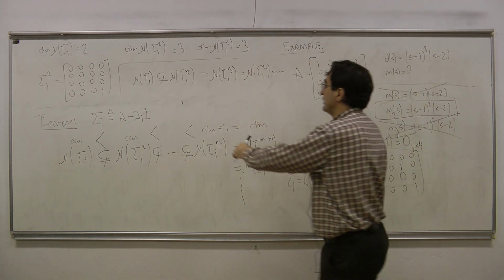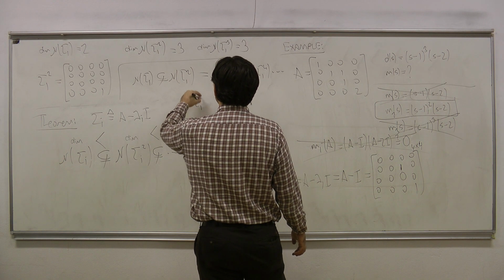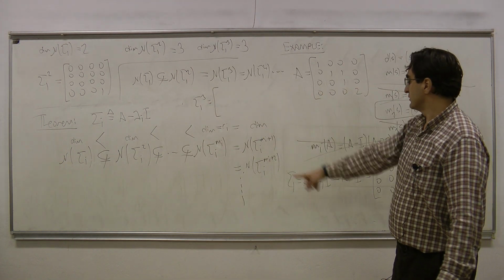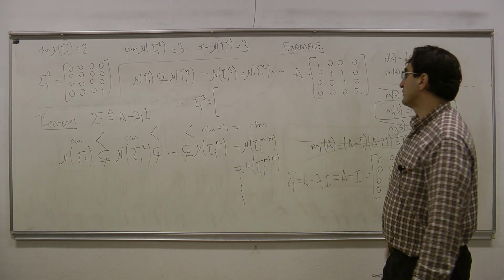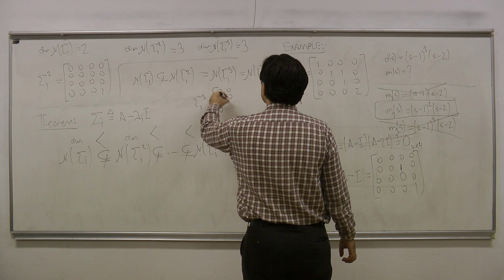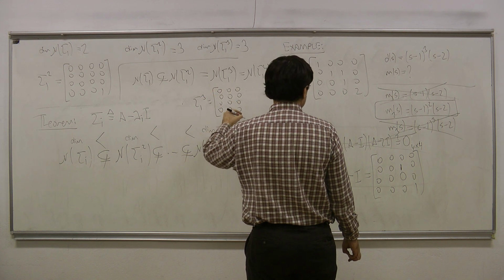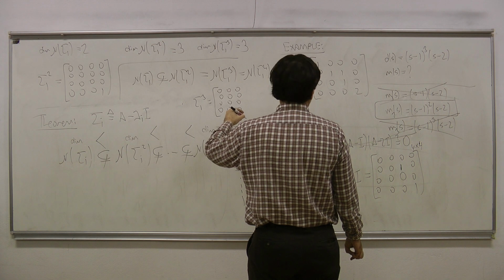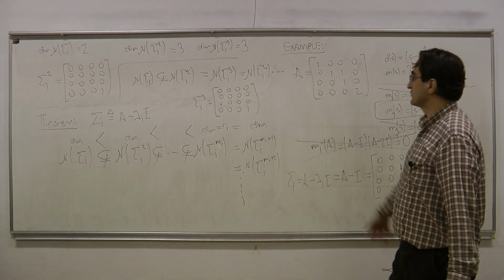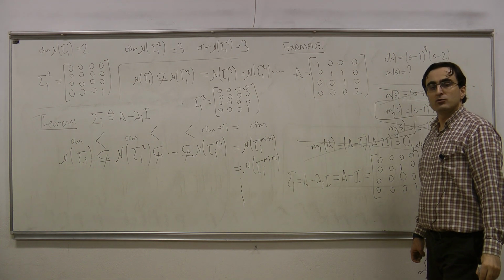Just as an example, let me look at sigma 1 cube. Sigma 1 cube is sigma 1 times that matrix. If I do that multiplication, you would see that I would get this matrix. So here, yes, 0, 0, 0, 1. It's the same matrix, so the null space should be the same.